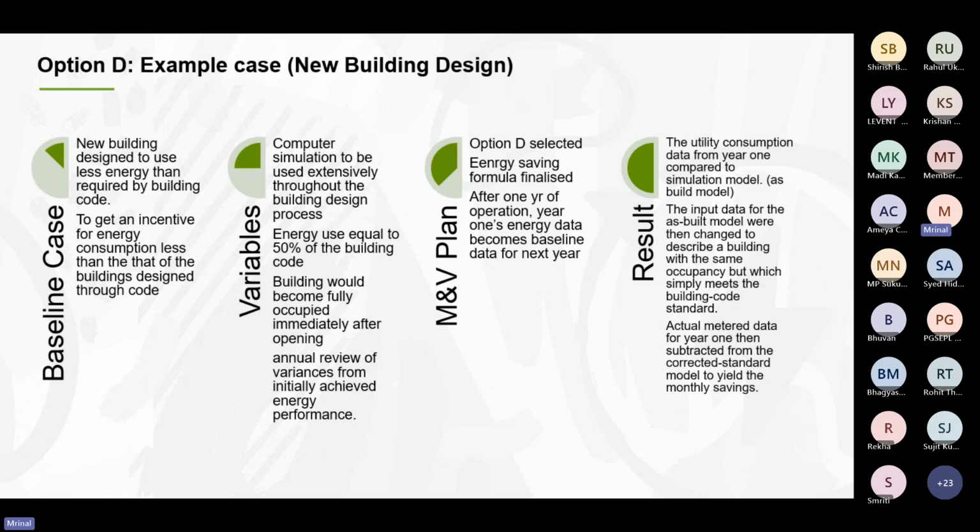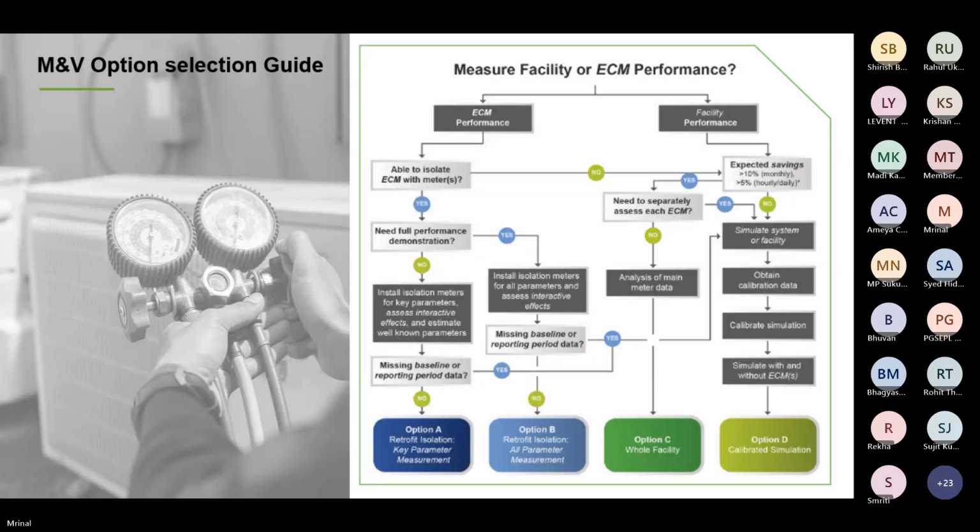So this example is related to a new building design. Whenever you go for a new building design to use less energy than the energy required as per the building code, you have to do the comparison from the existing building as per the code, what is the energy consumption pattern, and compare that with the simulation data. So this is the M&V plan and the variables that are listed out. This is the selection procedure for the options. If you have different ECM performance or facility performance to measure, how you have to arrive at the options, which option you have to connect.